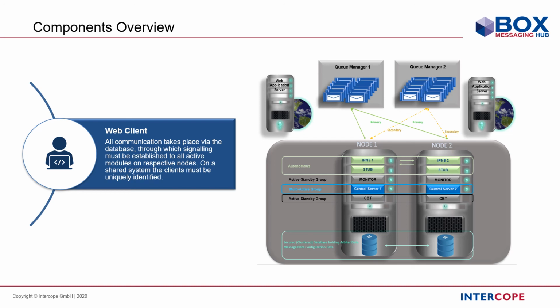And to be able to achieve this, signaling must be established across all active modules on their respective nodes. Now, in a shared system configuration, the web client must be identified uniquely from another instance. And this, of course, is configurable within a configuration file, which specifies the unique ID of the Java API. In fact, the configurable parameter is a single parameter called system.vmid, which looks for the name of the box client.